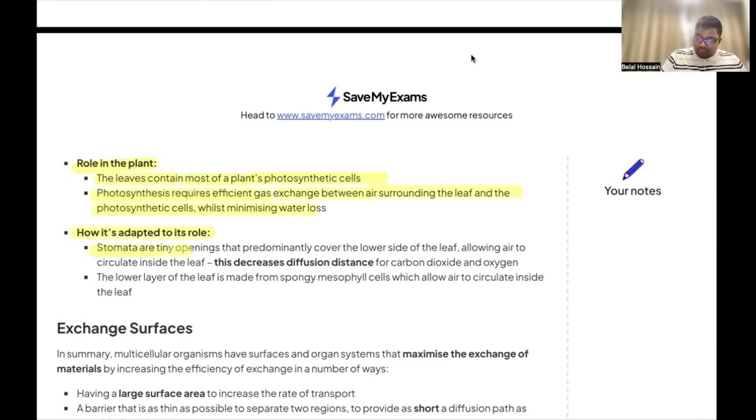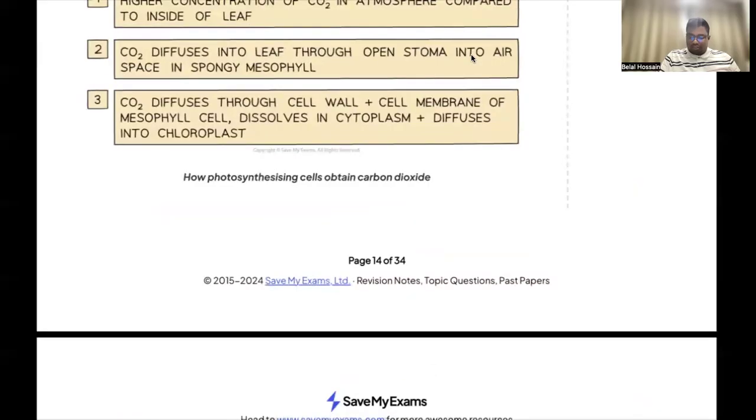Stomata are tiny openings that predominantly cover the lower side of the leaf, allowing air to circulate inside the leaf. This decreases diffusion distance for carbon dioxide and oxygen. The lower layer of the leaf is made from spongy mesophyll cells, which allow air to circulate inside the leaf. Okay, so I just read out that particular portion that we just talked about here.